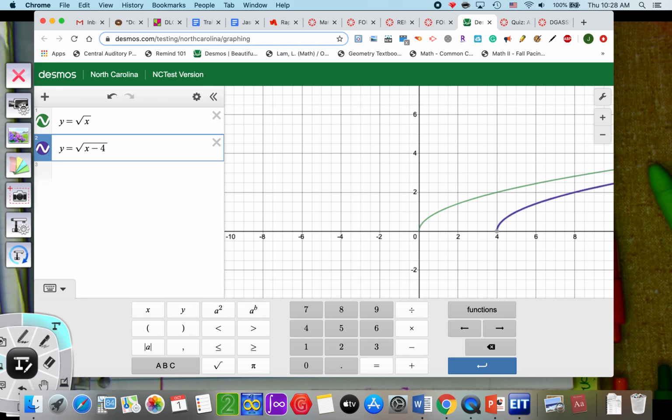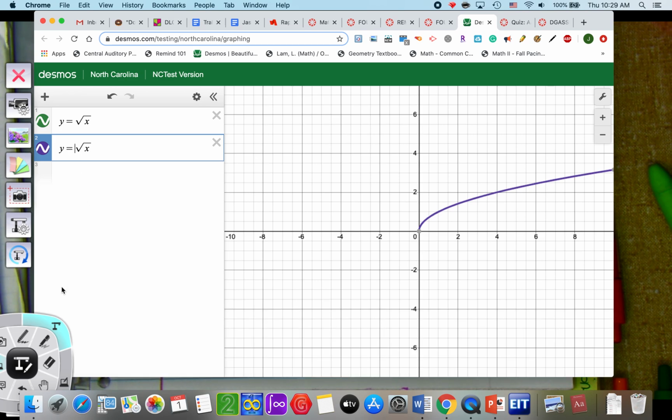All right, if I want to reflect that parent function over the x-axis, I would have a minus sign outside of the radical symbol because that's where my leading coefficient is. If I want to reflect over the y-axis, I go inside my radical symbol where the x is and multiply just the x values by a negative number. So what you need to do when you have these questions is come to Desmos and play with them.